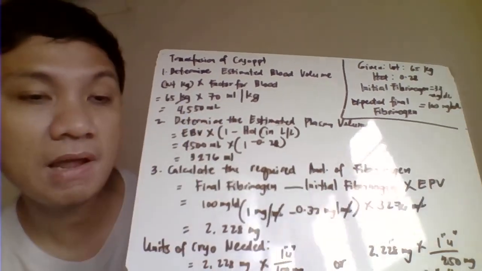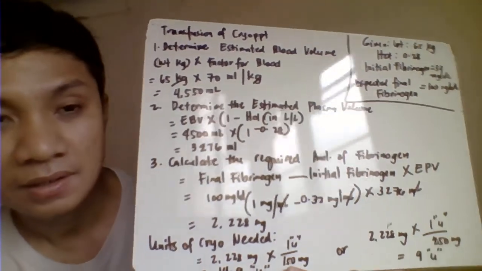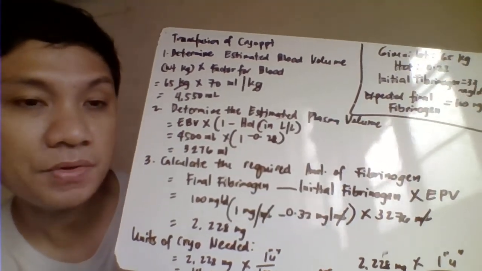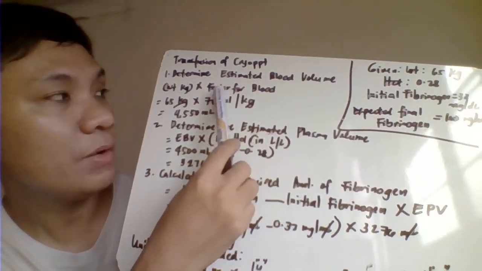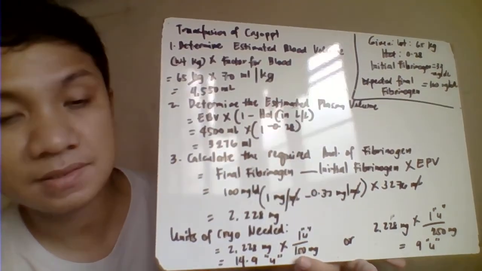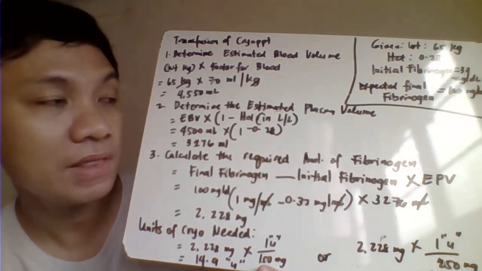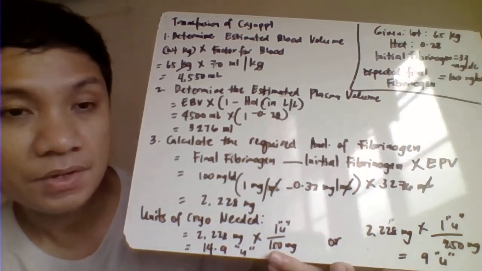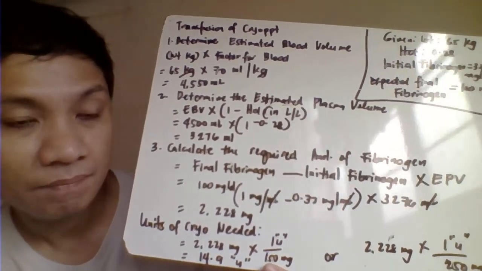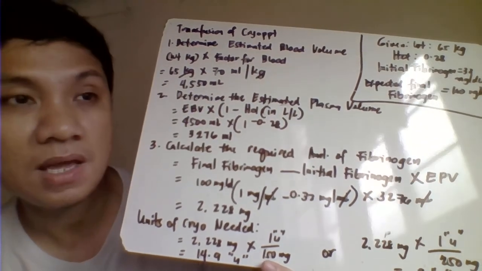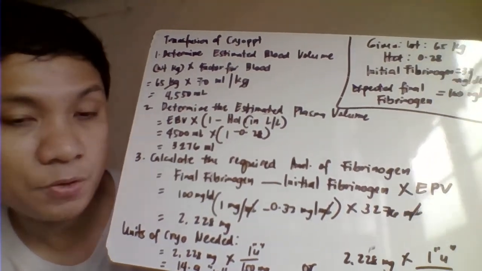So we have here the formula. First, you need to compute for the estimated blood volume. Estimated blood volume is computed from the weight of the patient, so that's your 65 kilograms, and the factor for your blood, which is already a standard value, that's 70 mL per kilogram. So our result here is 4,550 mL.